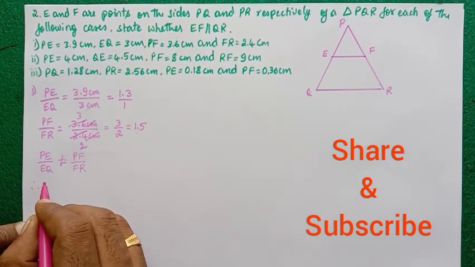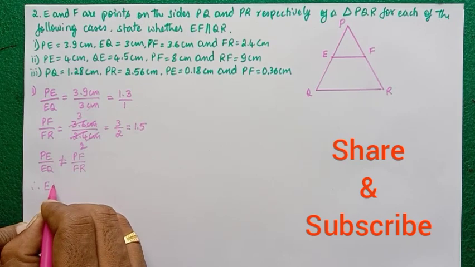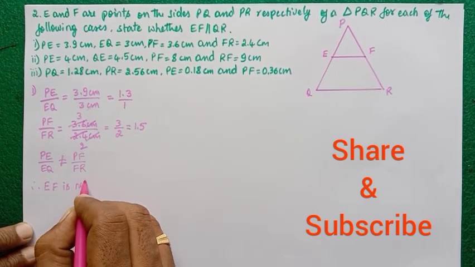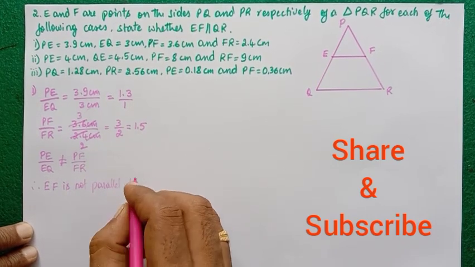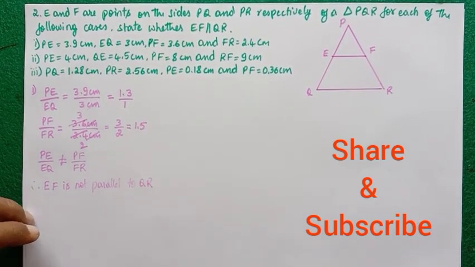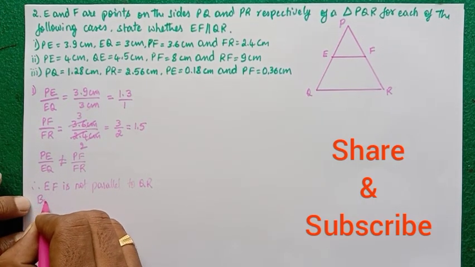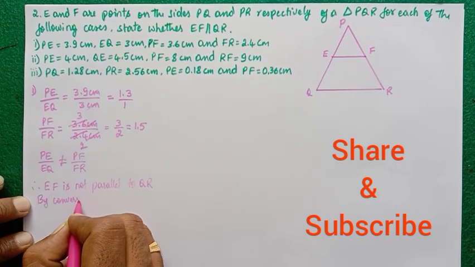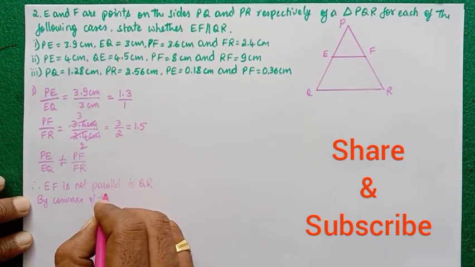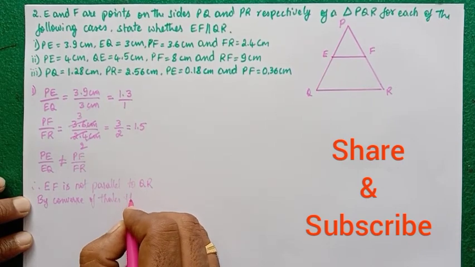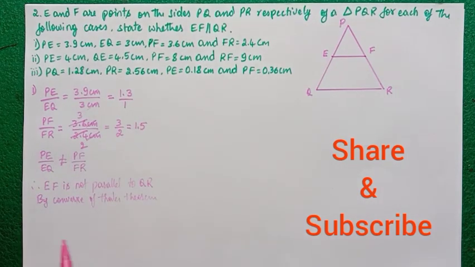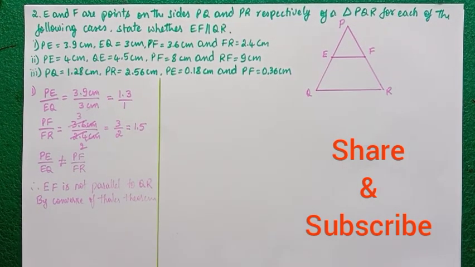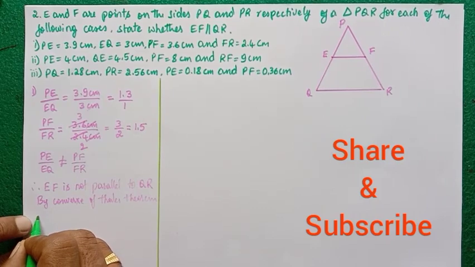Therefore, EF is not parallel to QR. That completes the first problem. By converse of Thales theorem, we will be solving all the three problems with the help of the converse of Thales theorem. Now let me move on to the second problem.